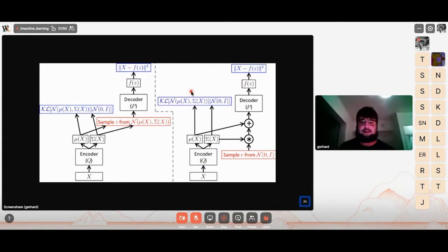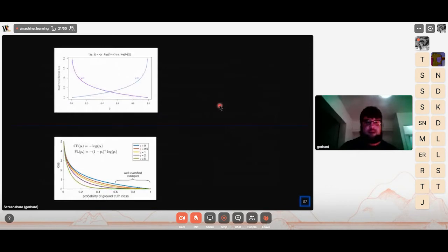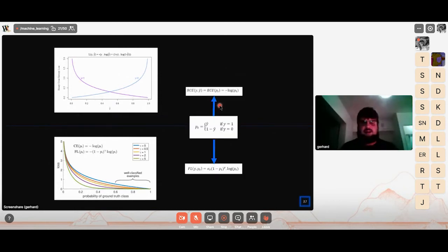And then you've got your two loss terms over here. You've basically got your reconstruction loss, which is the difference between your actual X and the regenerated X. And then you've got this KL divergence loss term, which is how similar your modeled latent distribution is actually to the standard normal distribution.